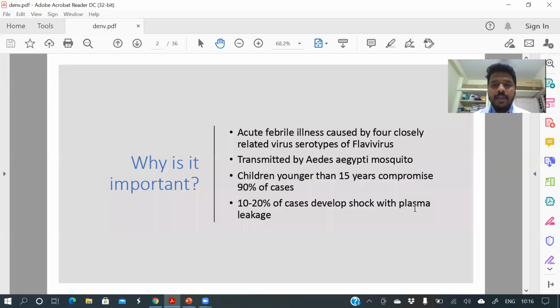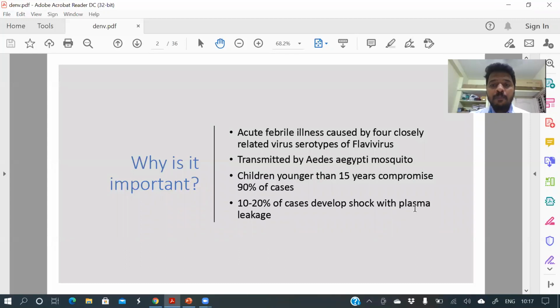So why is dengue fever very important in our country? Because it is an acute febrile illness caused by 4 closely related virus serotypes of flavivirus. The name of the virus is dengue virus, and it comes under the serotypes of flavivirus, and it's transmitted by the Aedes aegypti mosquito.